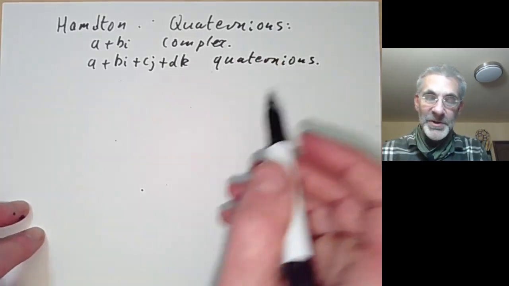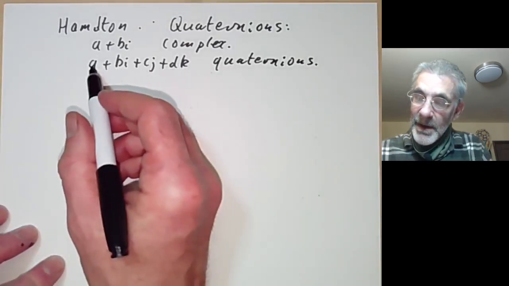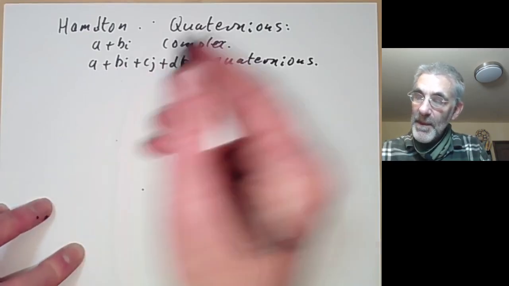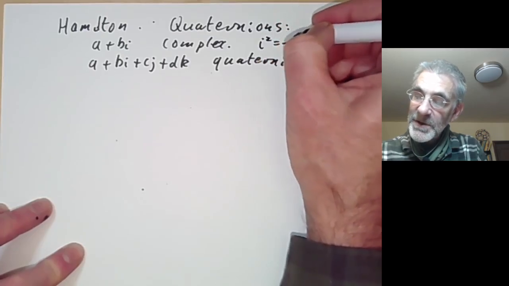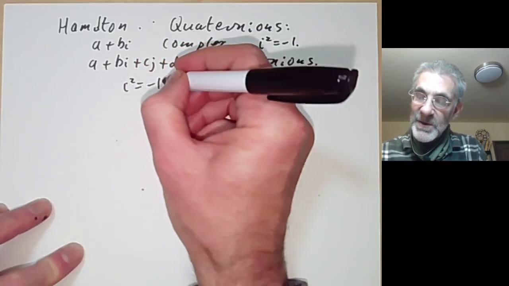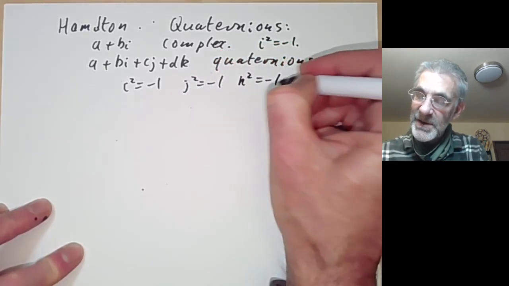Quaternions means a collection of four things. And you need to know what the products of these are. For the complex numbers, you just need i squared equals minus 1. For the quaternions, i squared equals minus 1, j squared is also minus 1, and k squared is minus 1.